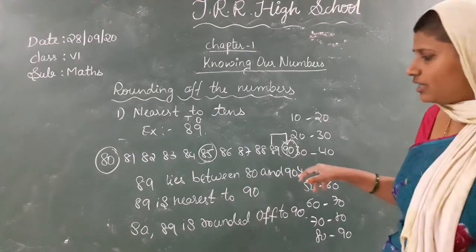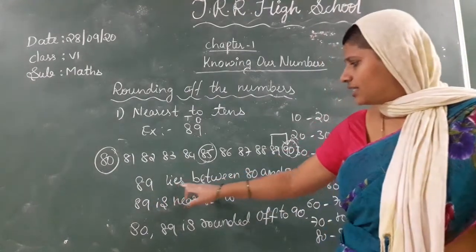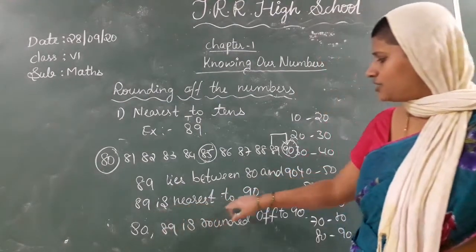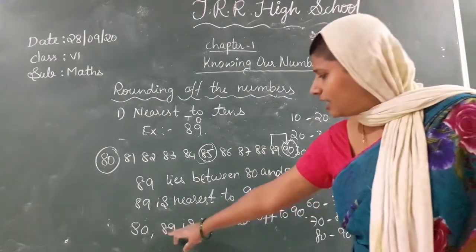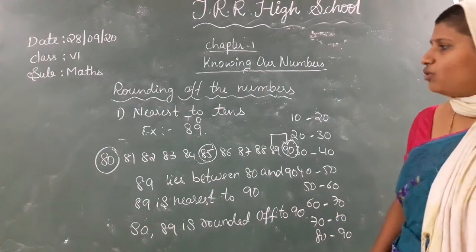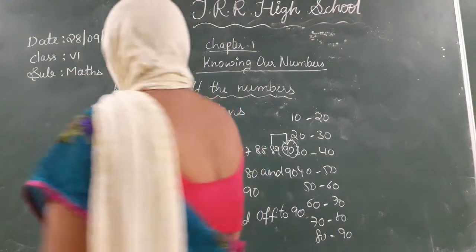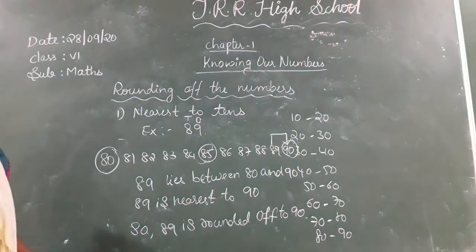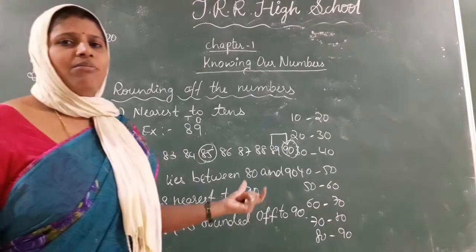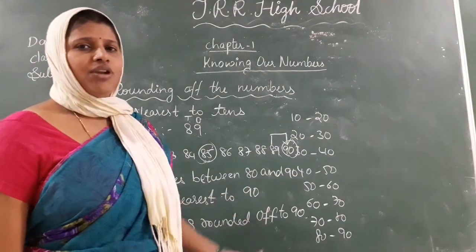So how to write in the written form: 89 lies between 80 and 90. 89 is nearest to 90. 89 is rounded off to 90. So this is how you round off the number to the nearest tens. It is easy here as only a 2-digit number, a tens number, is given. So it is easy for you to write.